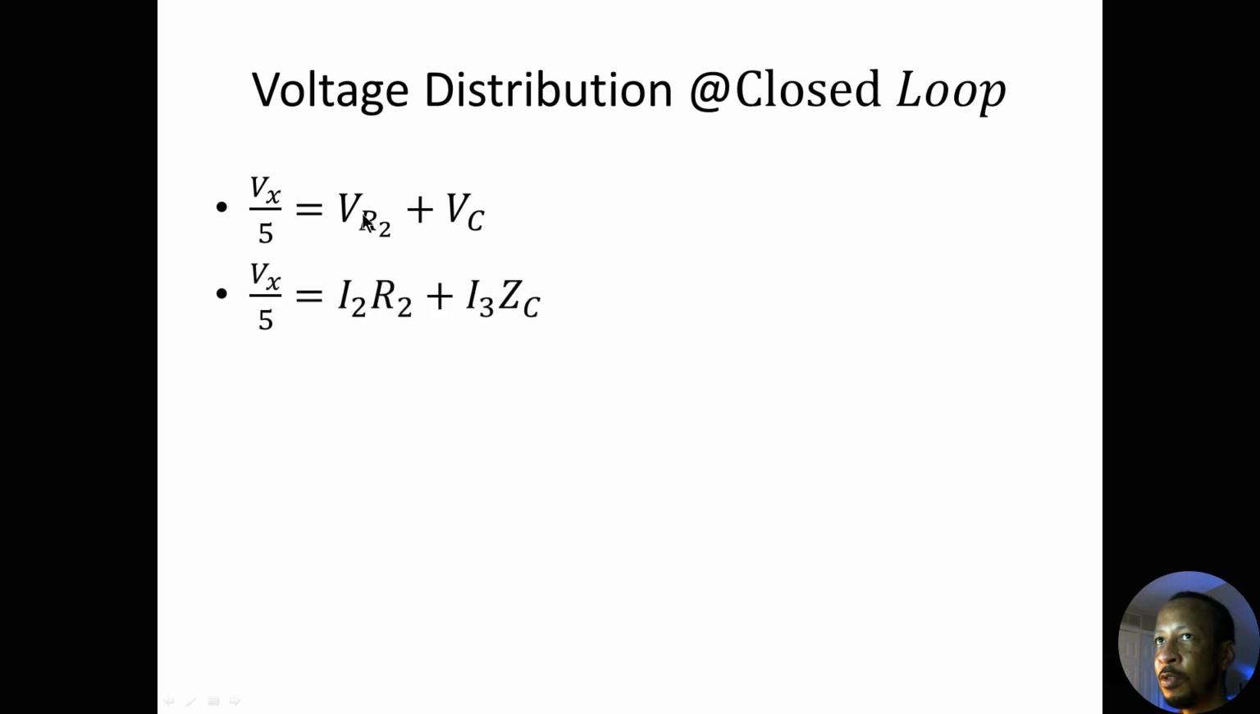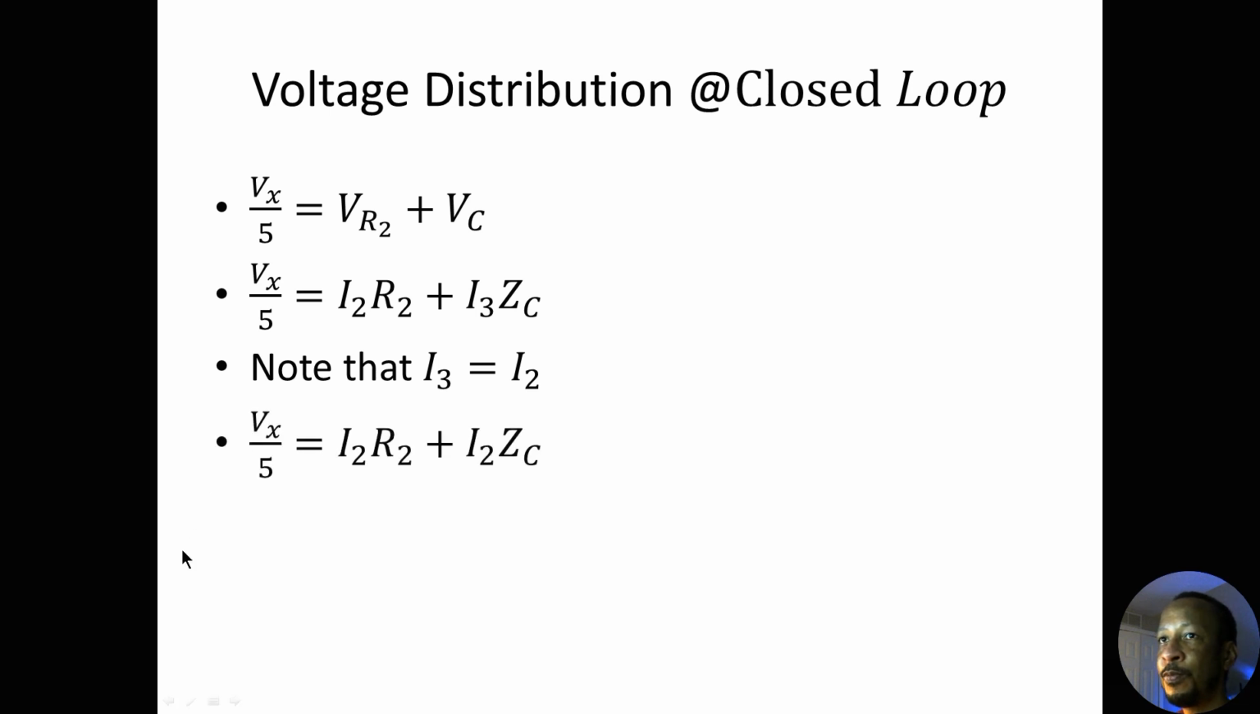And so we start breaking that into its components and expanding there. And so we have I2 times R2 plus I3 times Zc. Now again, note that I3 equals I2. With that being the case, go ahead and make a replacement, or maybe you can call it a substitution. But I'd say replace I3 with I2 because you're not going to go backwards.